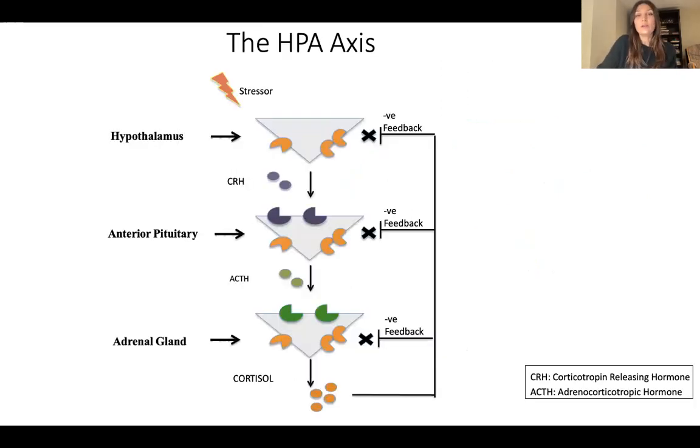I want to talk a little bit about the HPA axis and how this negative feedback loop works. This is important just so we understand how receptors are linked, how they initiate the next stage of the pathway, so how they initiate the release of hormones and how hormones can feed back in this loop and make sure that the pathway is turned off as appropriate to maintain homeostasis.